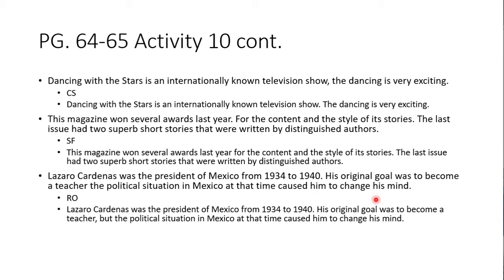So, in order to fix the error, one solution could be to use a comma and a coordinating conjunction, so that the run-on sentence would read, His original goal was to become a teacher, but the political situation in Mexico at that time caused him to change his mind. Another option is to just separate those two sentences completely with a period, making 3 sentences instead of 2.